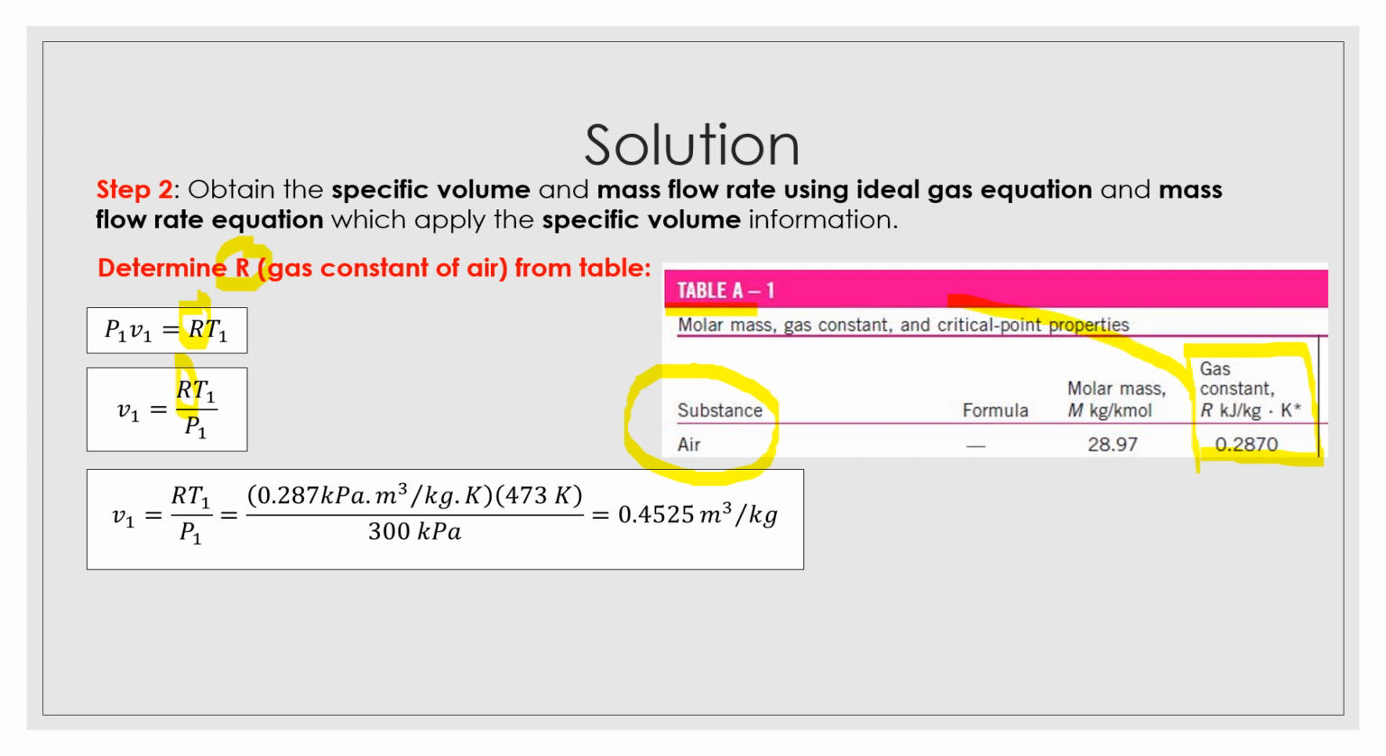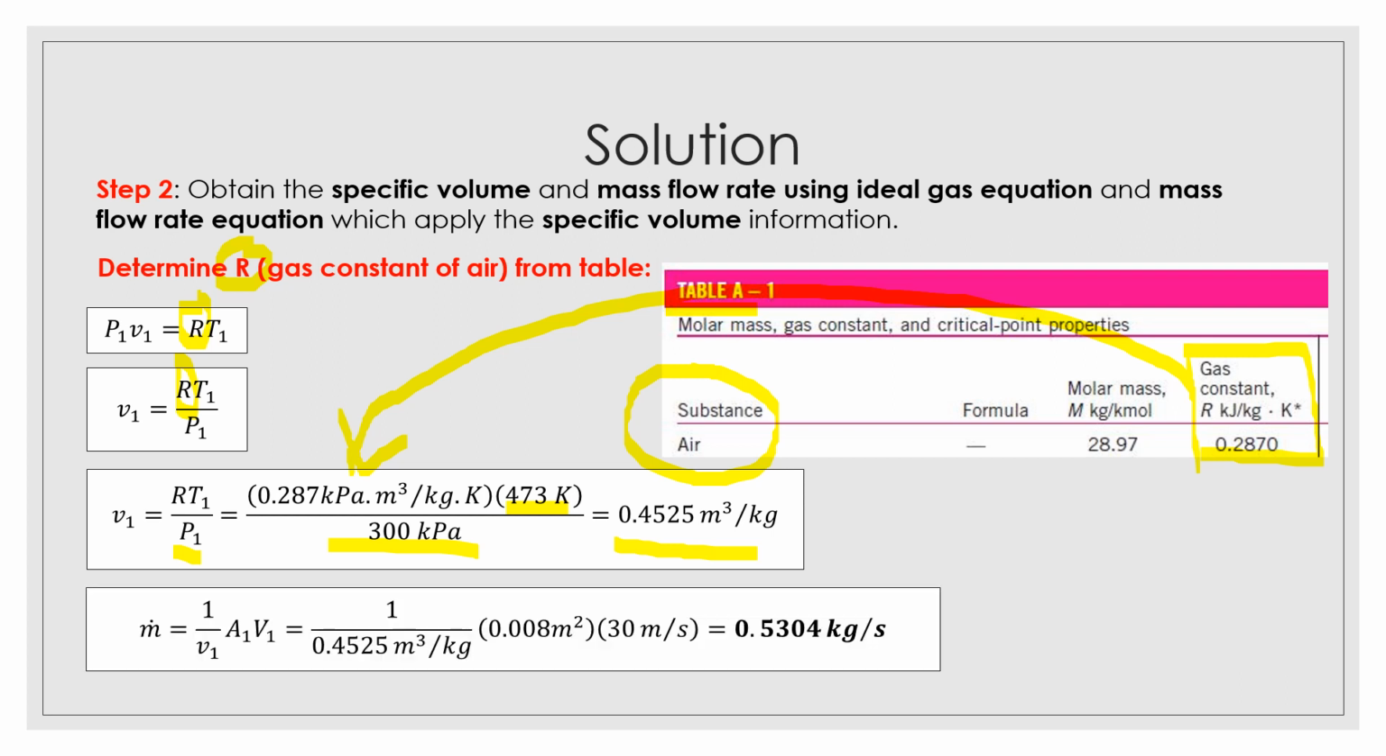For example, this R for the ideal gas constant and temperature 473 Kelvin, noting that the 473 Kelvin comes from 200 degrees C plus 273. It is the conversion from Celsius to Kelvin. And then the P1, 300 kilopascal. And finally, we get the answer for specific volume, 0.4525 meter cube per kilogram.